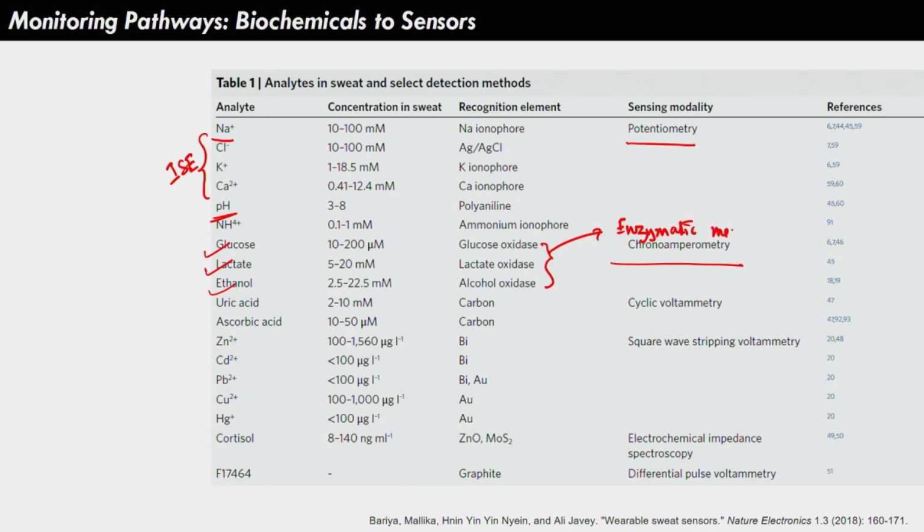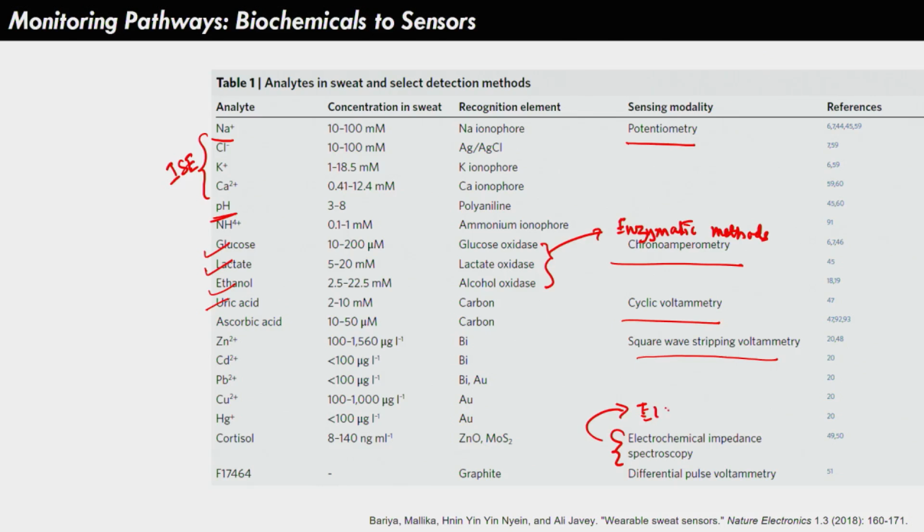Enzymatic methods, and you can also have non-enzymatic methods, but for stability these enzymatic methods are quite stable and repeatable, so that's why people tend to use them more. And then you have other markers such as uric acid: cyclic voltammetry, then square wave stripping voltammetry and all these things.